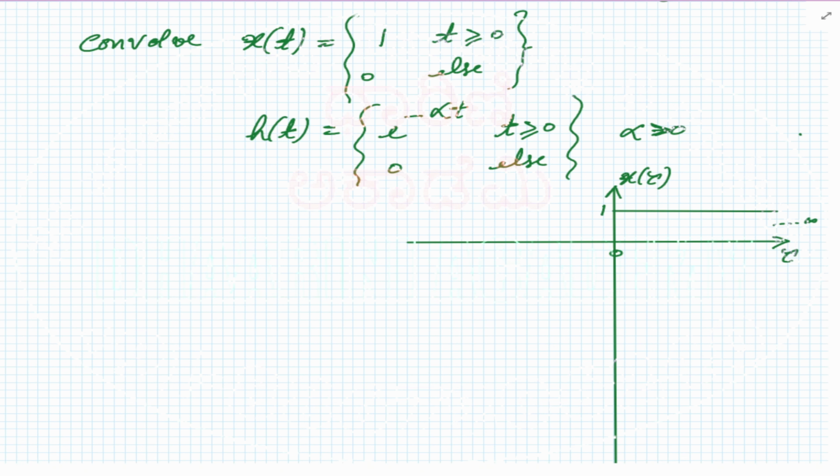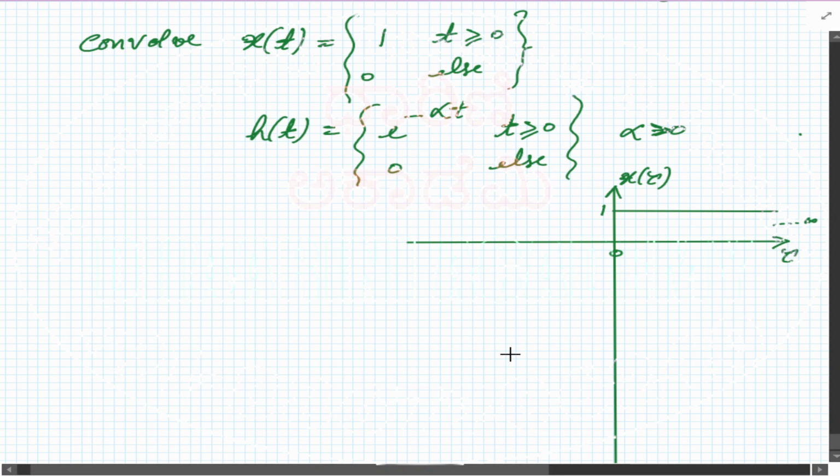Similarly, I have to draw the second function now on the same axis. So this is the tau axis, and this is h of tau. If you put t as 0, it is e to the minus alpha into 0, e to the 0, which is 1. So that indicates that it starts from 1. And as the time increases, this will decrease, right? So this is the function.